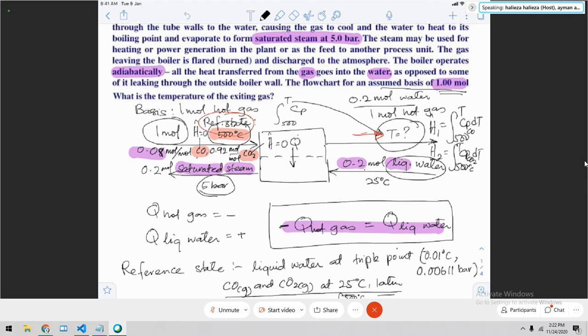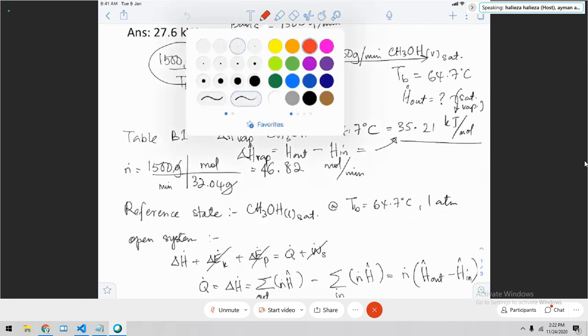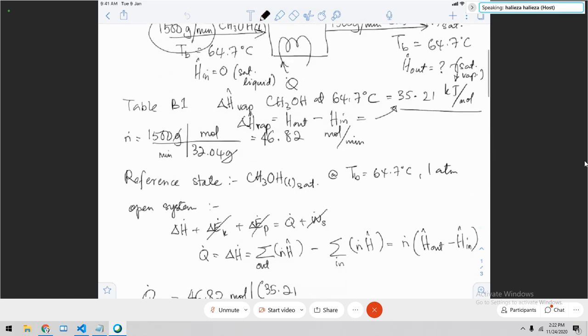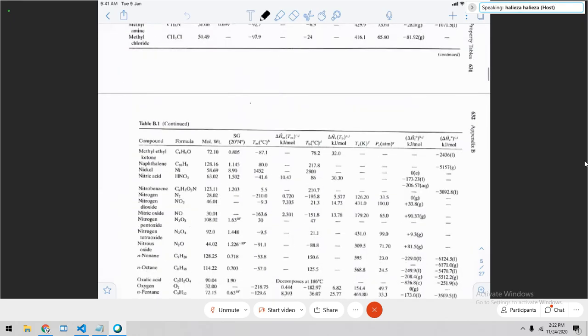You have liquid water going to saturated steam, right? You just take that value from the appendix, from the steam table. You got this also from the steam table, right? So it's the same. Yeah, so you will get it from the steam table. The same thing applies here, because we already have this value. In fact, since you already mentioned that, let's go to the steam table.